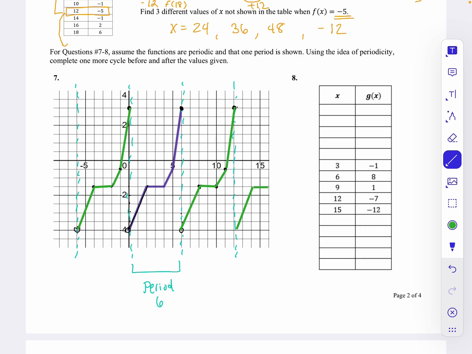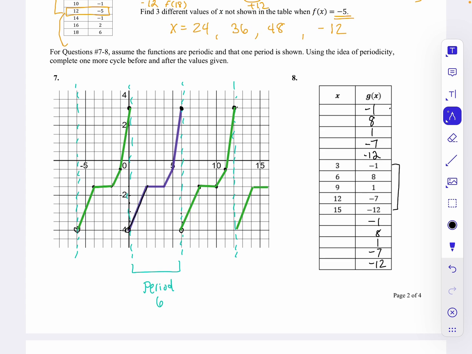That same idea carries over into the table. In fact, the table is even a little more straightforward. Here, the outputs go -1, 8, 1, -7, -12. To be periodic, if this is one period's worth, then it's just going to repeat again: -1, 8, 1, -7, -12. Same idea working backwards: -1, then the one before that was -12, -7, 1, 8, -1.